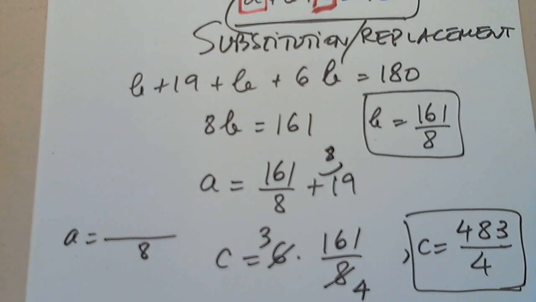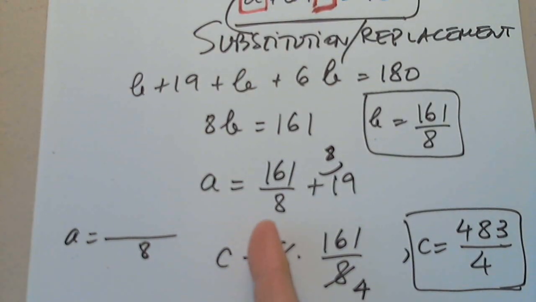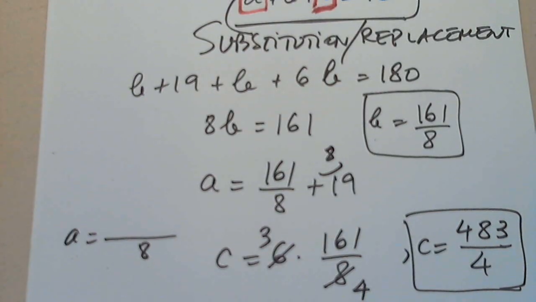How much is it? So 161 plus 8 times 19. Correct me if I'm wrong, I got 313.